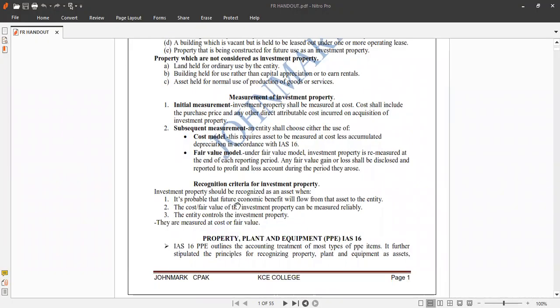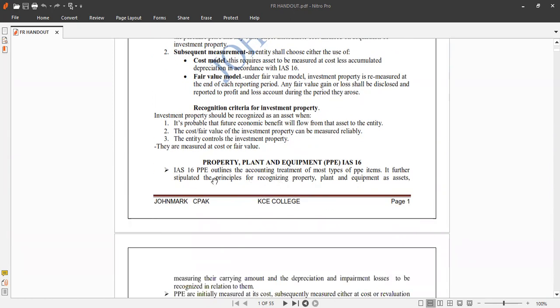And what are the recognition criteria for investment property? Investment property should be recognized as an asset, and this is applicable to all assets. An asset should be recognized, number one, when it's probable that the future economic benefit will flow from that asset. Number two, the cost or fair value of the investment property can be measured reliably. And then when the entity controls the investment property.